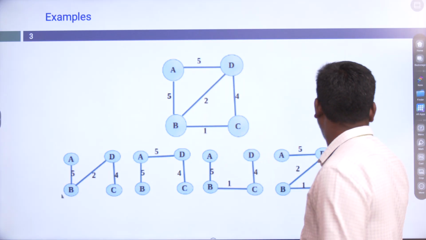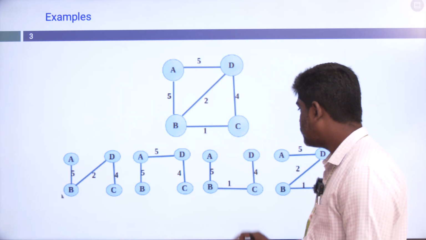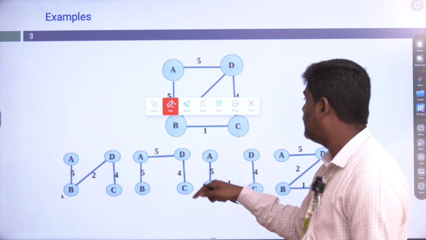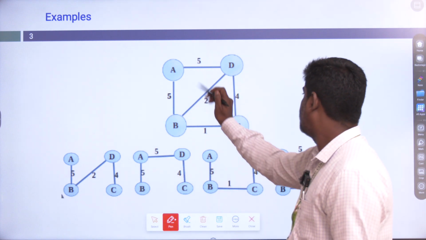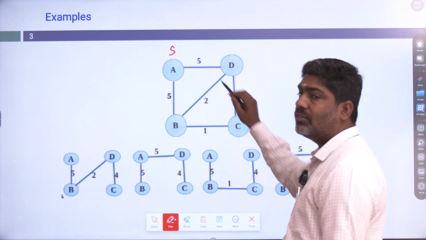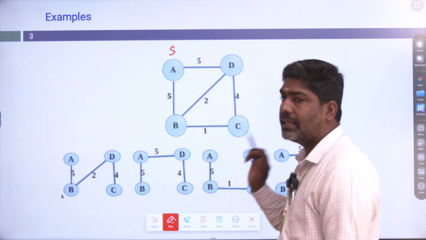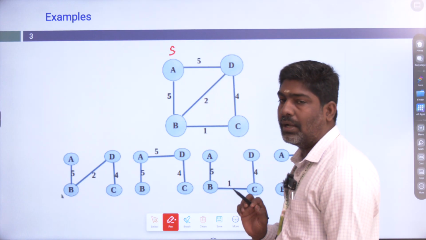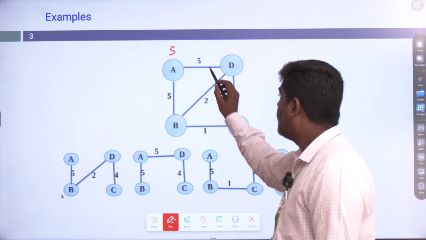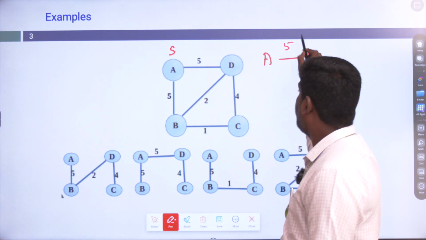Let me take this example. Out of this, let me find the minimum spanning tree. So A is the source. From the source I am traversing. From A to D I can traverse, from A to B I can traverse. The cost I am checking is the same for both. So let me go with A to D, with the weight of 5.